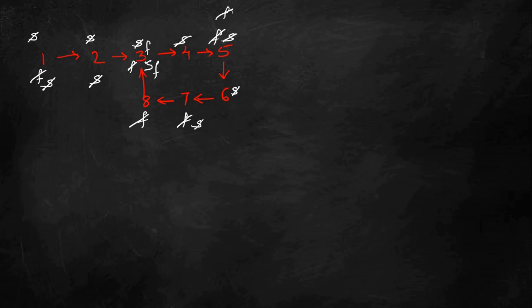Now both the pointers have met, so this is the starting point, and that's what we are expecting. 3 is the starting point of the loop, of the cycle, right? Now why does this algorithm work, right?